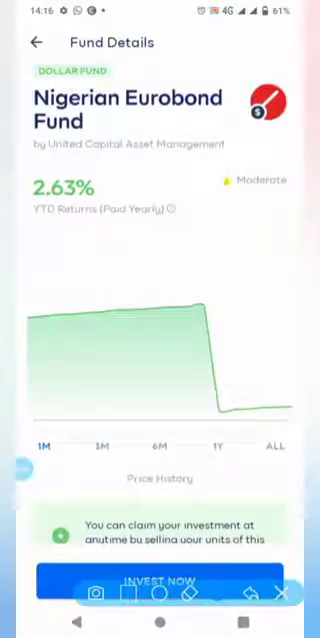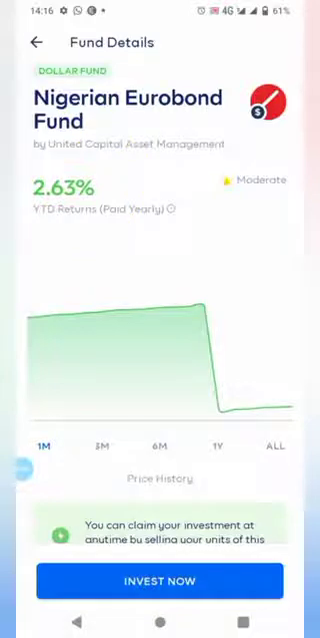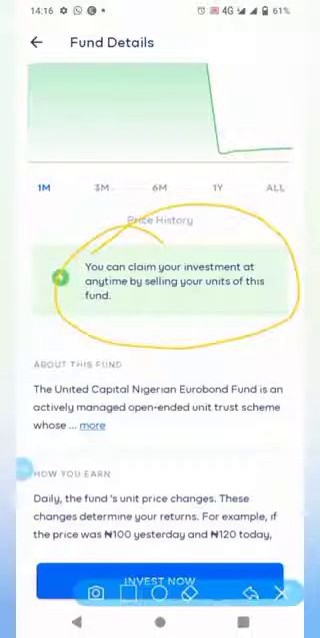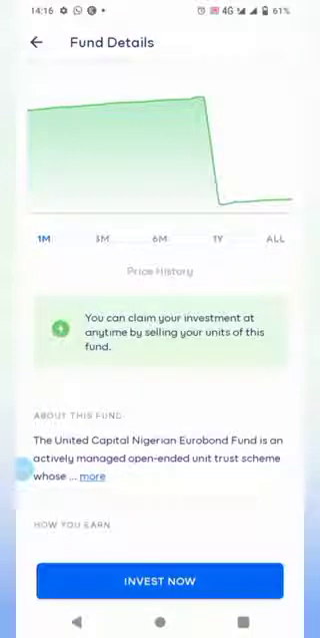This is a Nigerian Eurobond fund brought to us by United Capital Asset Management. The yearly returns of this Eurobond is about 2.63%. Now let's scroll down and get more information about this. It says you can claim your investment at any time by selling your units of this fund. So once we invest, we're going to be buying units of this investment, and when we want to sell, we're going to be selling in units.